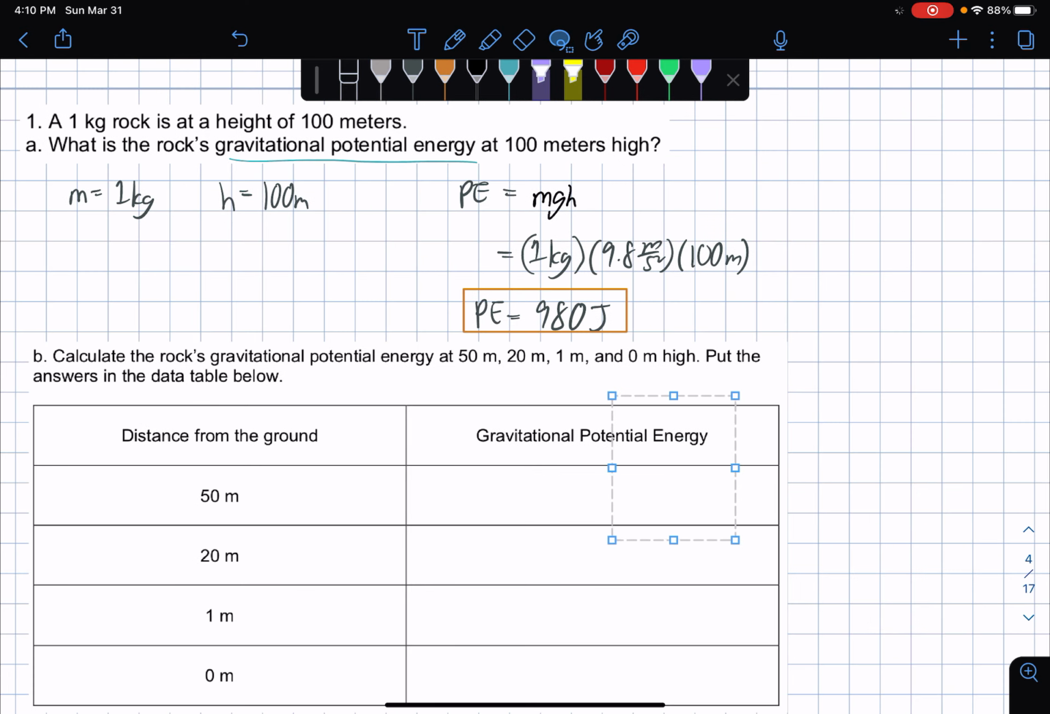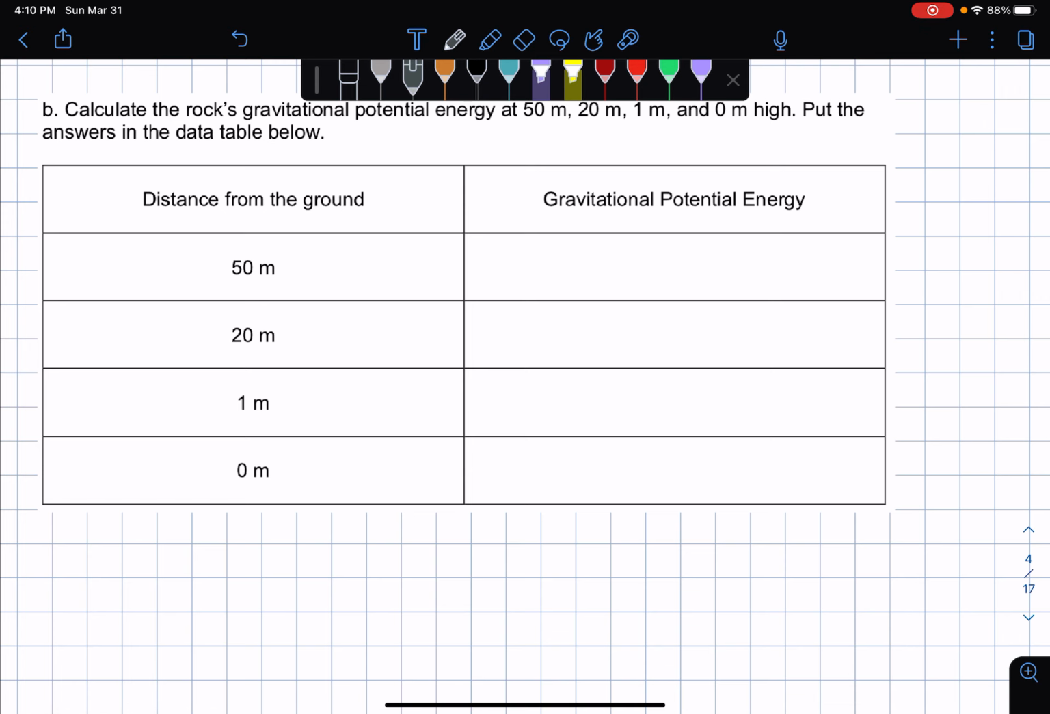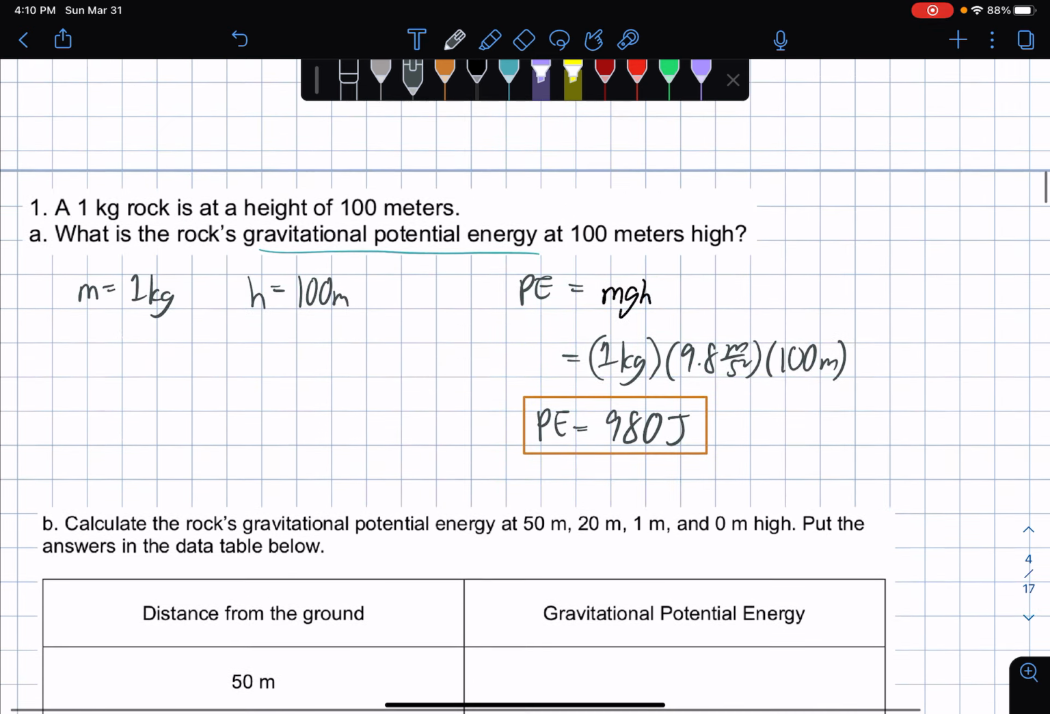Number 2, so we have to calculate the rock's potential energy at specific distances. Let's start. It's the same scenario as number 1, so the mass is still 1 kilogram. Let's just write it down here again.